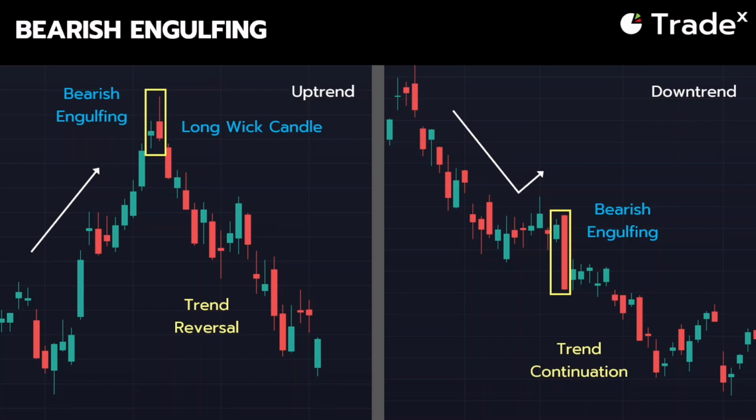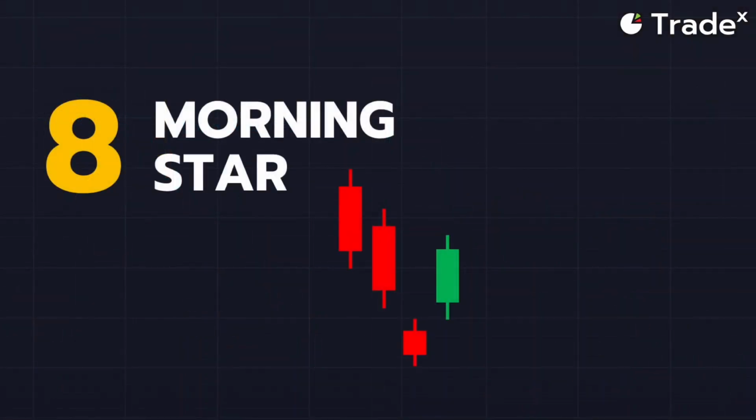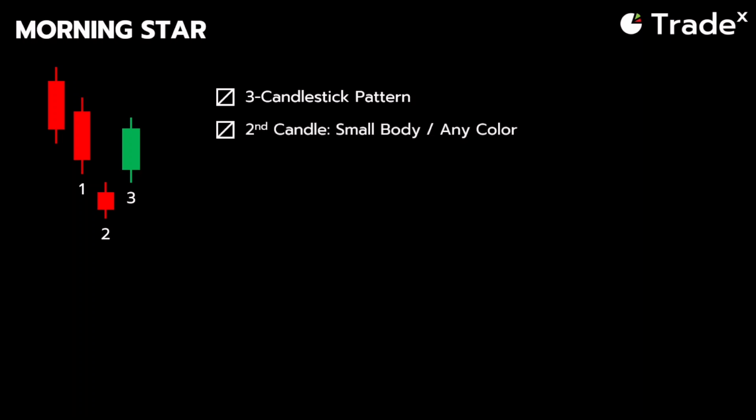The last two candlestick patterns are among my favorites. Let's start with the morning star. This pattern is made up of 3 candles. It starts with a large bearish candle, followed by a small-bodied candle of any color. An important aspect is that the second candle must have a gap from the first one, creating a noticeable separation.